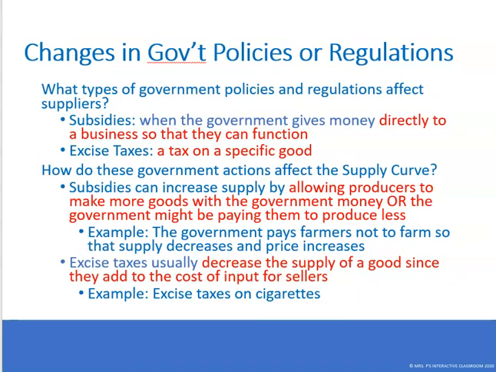And the last slide, changes in government policies and regulations. What types of government policies and regulations affect suppliers? Subsidies, when the government gives money directly to a business so that they can function. You also have excise taxes, which is a tax on a specific good. And the question says, how do these government actions affect the supply curve? Subsidies can increase supply by allowing producers to make more goods with the government money, or the government might be paying them to produce less. And I'll show you some examples of government subsidies.